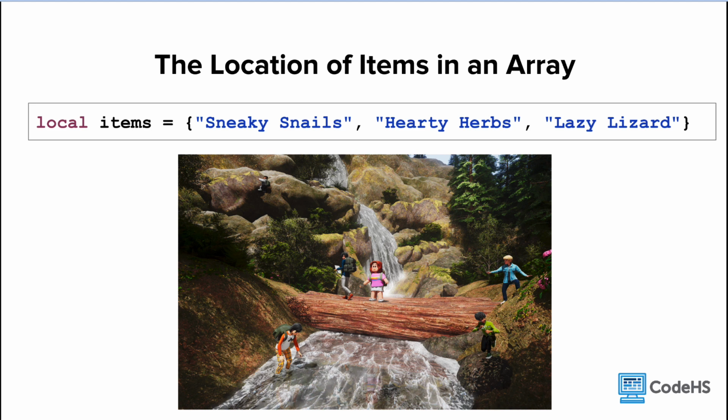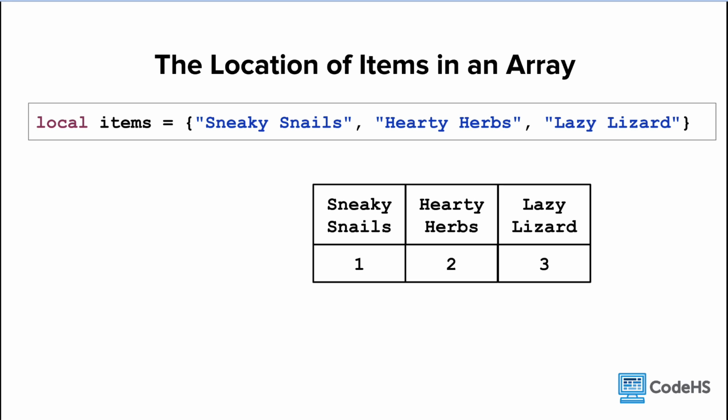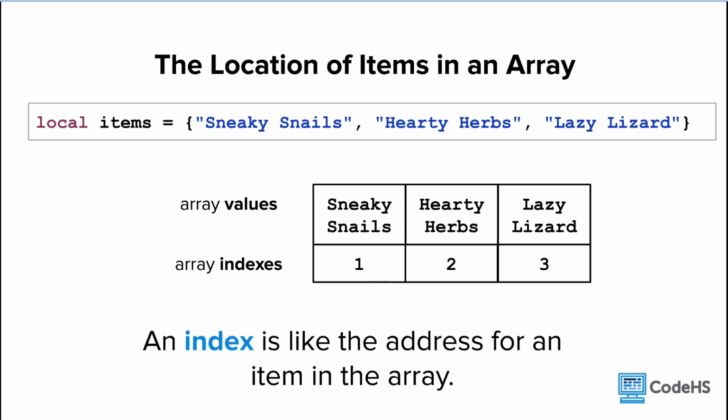Let's look at an array that stores items that a player has collected while foraging in the woods. When we create this array, you can think of it as creating a table of sorts that looks like this. The top row consists of the values stored in the array, and the bottom row lists their location in the array. These locations are called array indexes. An index is like the address for an element in the array.